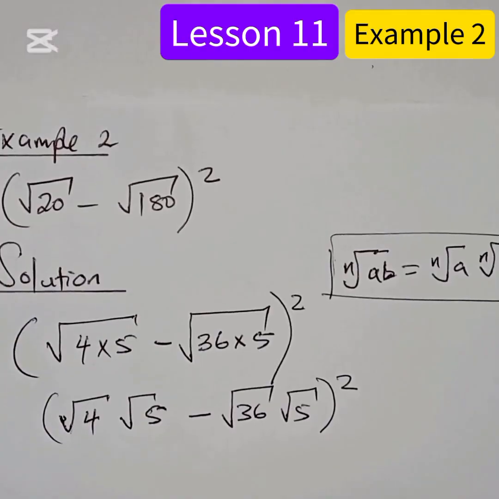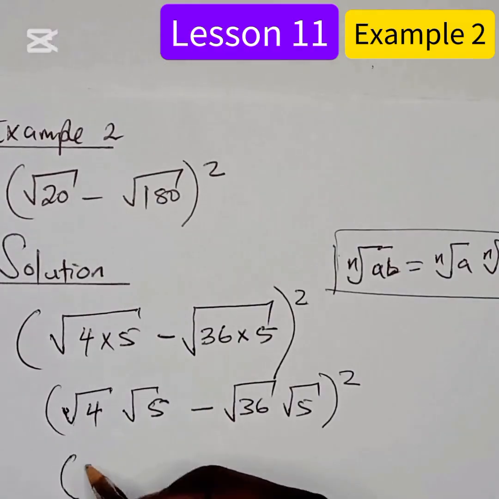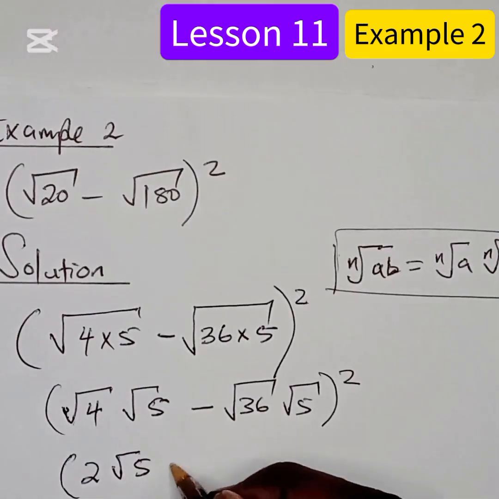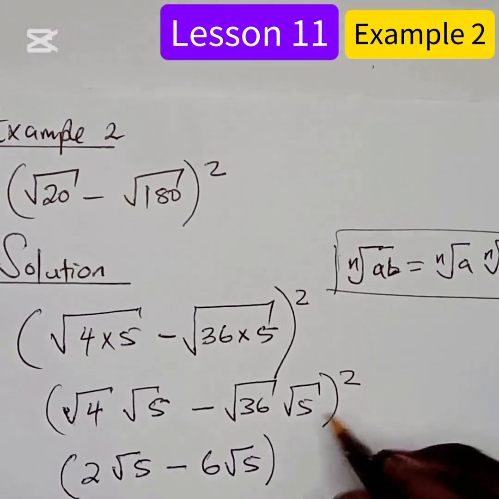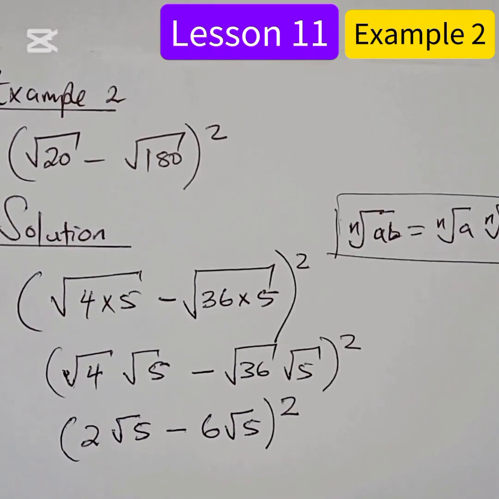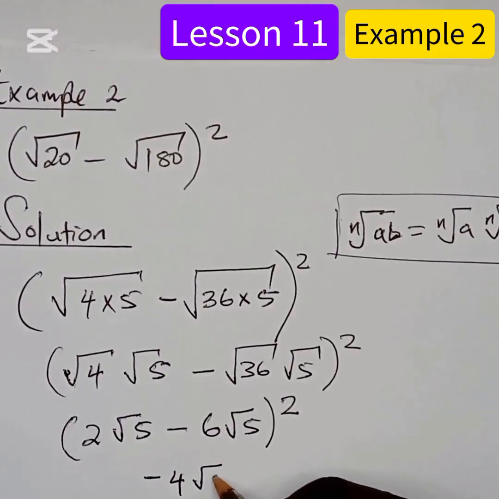Right. Now we are going to simplify what can be simplified. We know we can get root 4 and we can get root 36. So we are going to have 2, because 2 is root 4, root 5 minus 6 root 5. These are like surds, so we are going to subtract them algebraically. So we are going to have minus 4 root 5, squared.